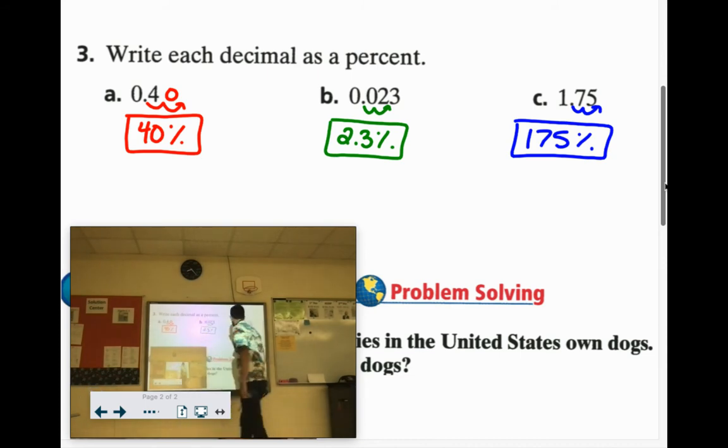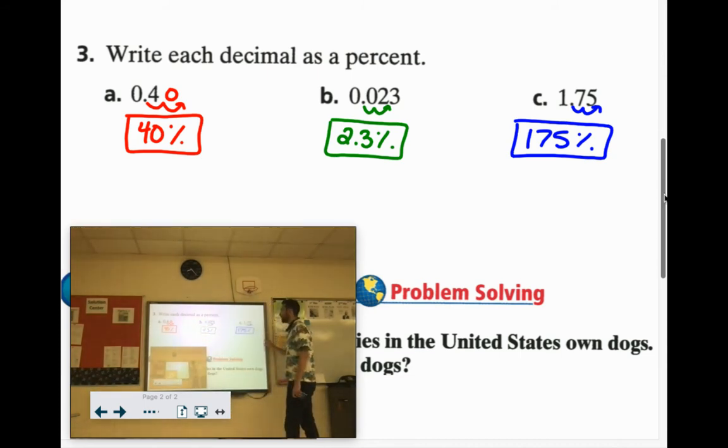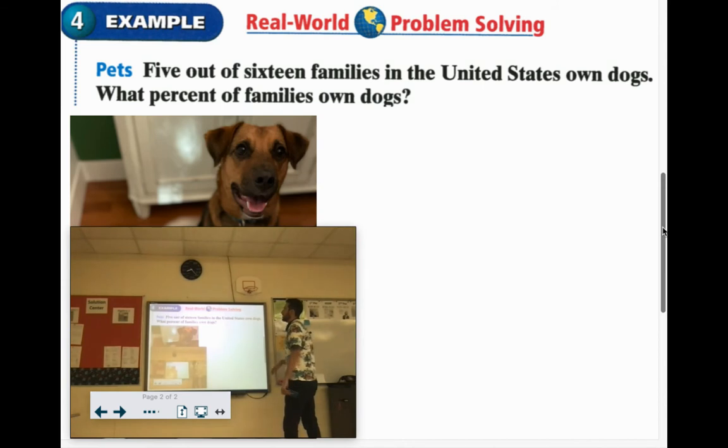Great. Let's talk about puppies and kitties. 5 out of 16 families in the United States own dogs. What percent of families own dogs?